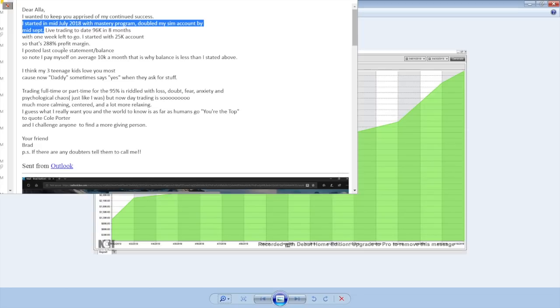And this is what happens next. Account grew to 96K in 8 months, starting with a 25K account, 288 percent profit margin. Clear on that? If Brett can do it, so can you. All you have to do, make an effort. All you have to do, play by the rules.